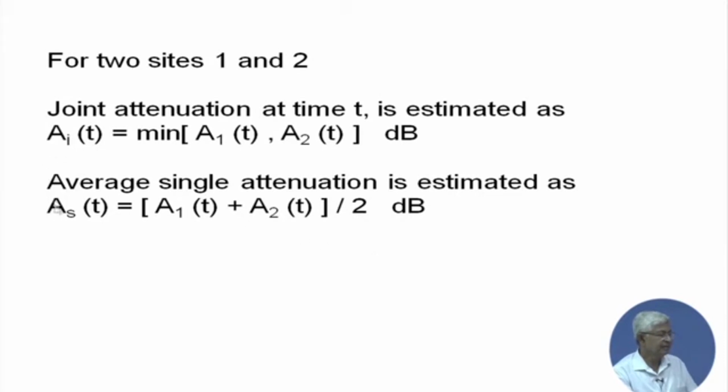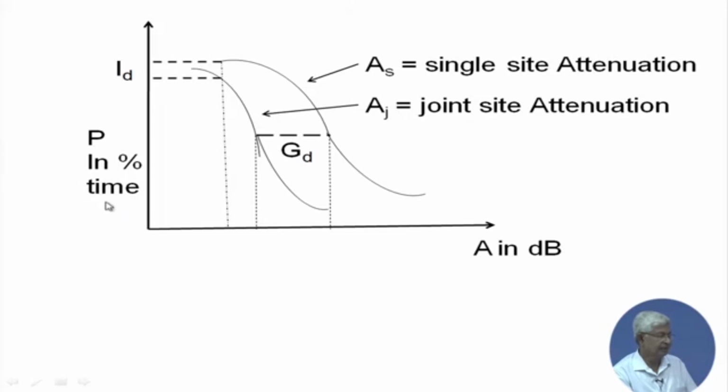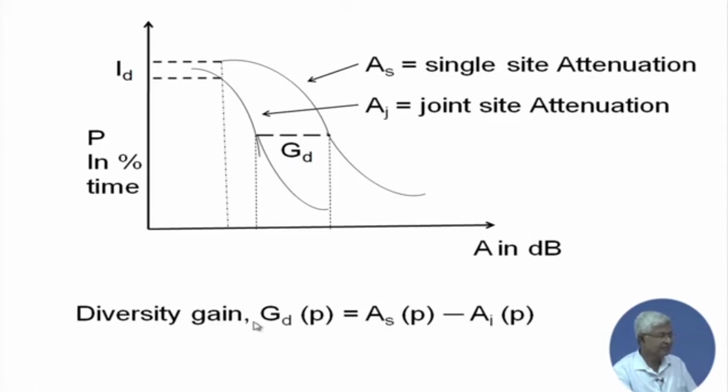So this As and Aj, if plotted in terms of probability of time, As plots like this, just a typical plot, and Aj plots like this. So you can see that at the joint site attenuation, for the same probability in time, you have certain gain, you have less attenuation. This is defined as GD, the gain due to diversity. So diversity gain in terms of probability is As minus Aj in dB.